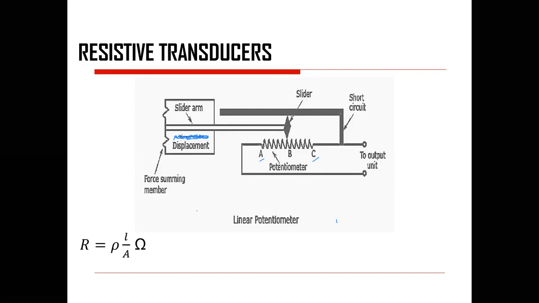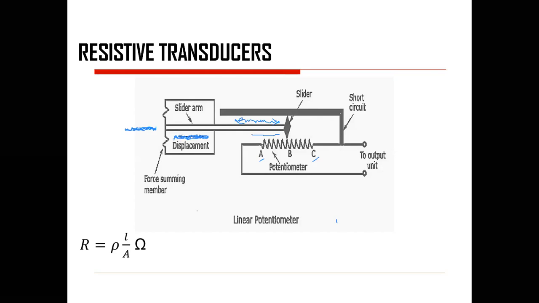What happens when this slider is moving in this direction or this direction? This slider arm will move back and forth. The motion back and forth is nothing but your displacement. When displacement is taking place, your slider is trying to move either in the forward direction or in the backward direction.